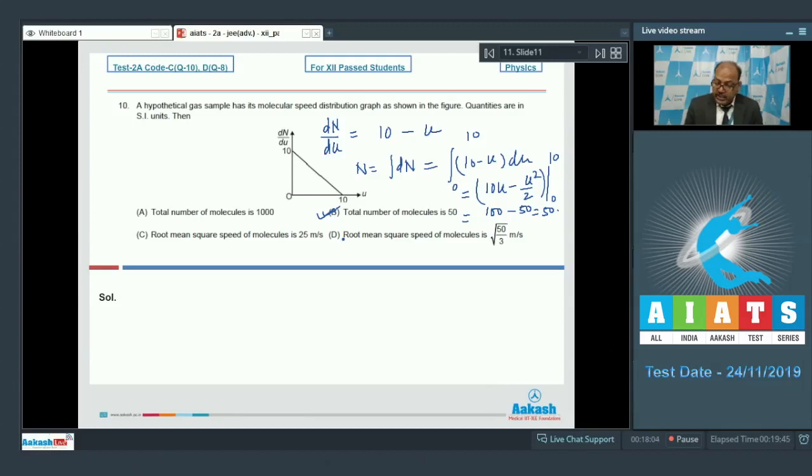Now we have to find the root mean square speed of molecules to evaluate options C and D. To do that, we first find the average value of u square, the mean square speed. This is equal to the integral of u square dN divided by the total number of molecules. Now the question is, what is dN? From this equation we can again write the expression for dN, and that dN is equal to 10 minus u du.